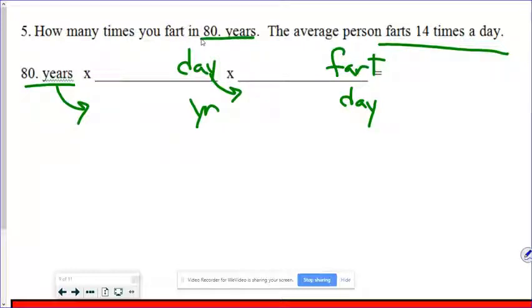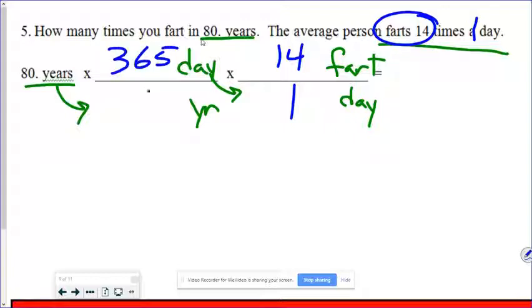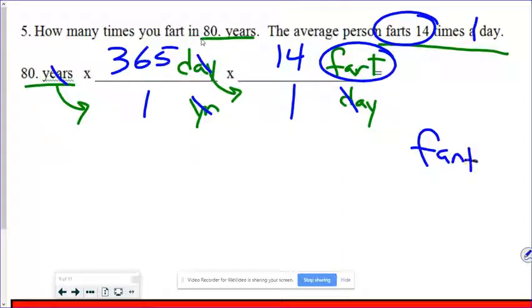So now I'm looking for numbers. I have 14 farts in a day or 1 day, so that's 14 in 1 day. Days and years, well, we learned in the last problem we have 365 days in 1 year. My labels cancel out, my numbers do not. I'm left with my answer in farts. And in an 80-year period, there's a lot. This is what you should get on your calculator, and it's always important for you to check that you're using your calculator correctly.